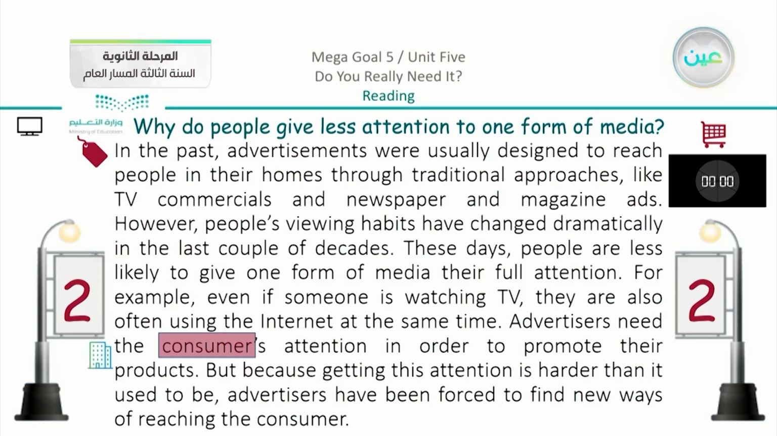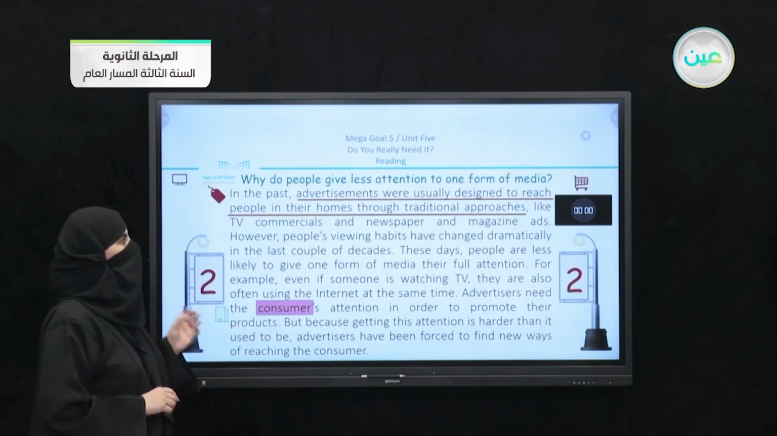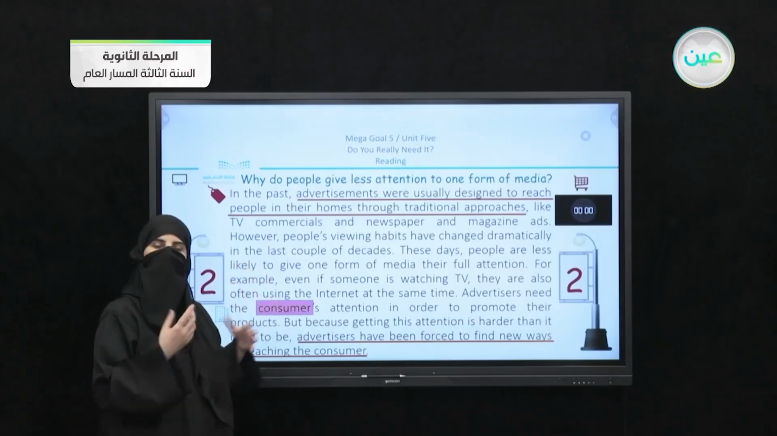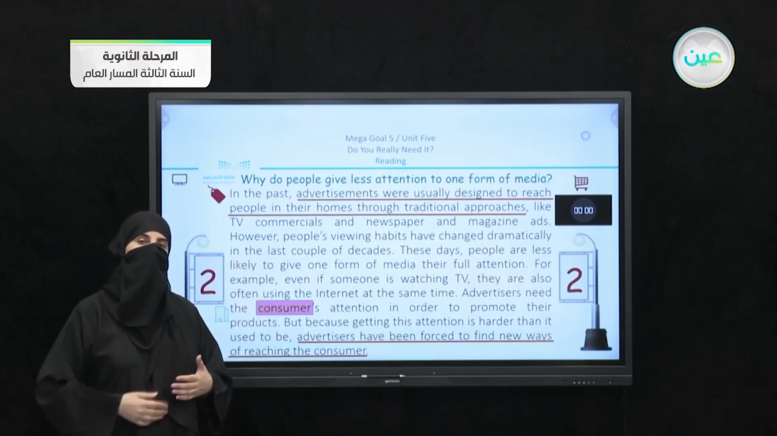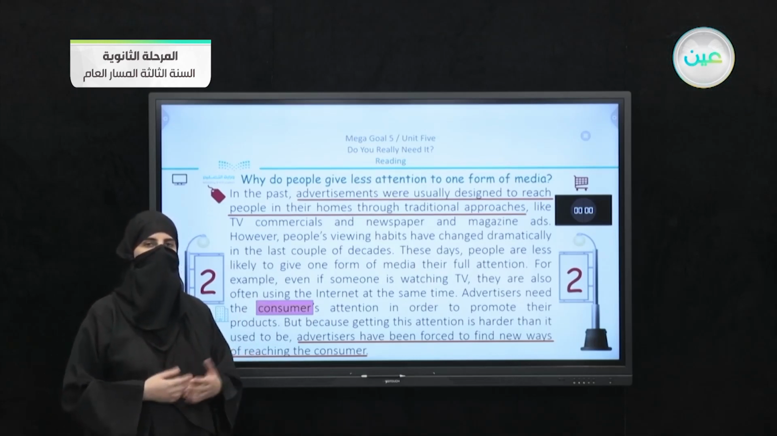Time's up. So we have here the main idea. If you can see from the very beginning, we have here advertisements were usually designed to reach people in their homes through traditional approaches. So we are going to go back to the past and think about advertisements and commercials in the past. How were they viewed, or how were they introduced to the viewer? Also, we can add that advertisers have been forced to find new ways of reaching the consumer. So just connecting between the past, we are going to think about the present and also the future, and how are advertisers thinking about new methods and ways to approach the consumer.